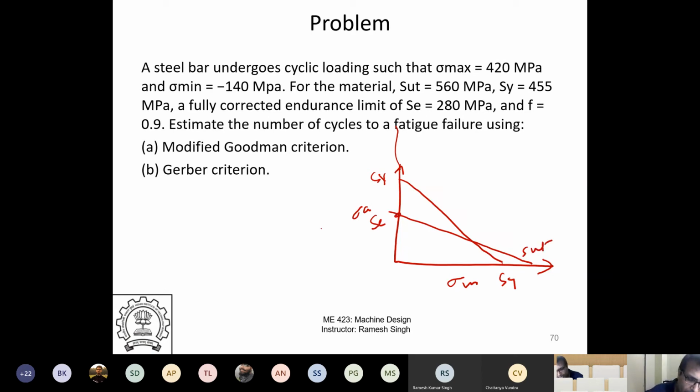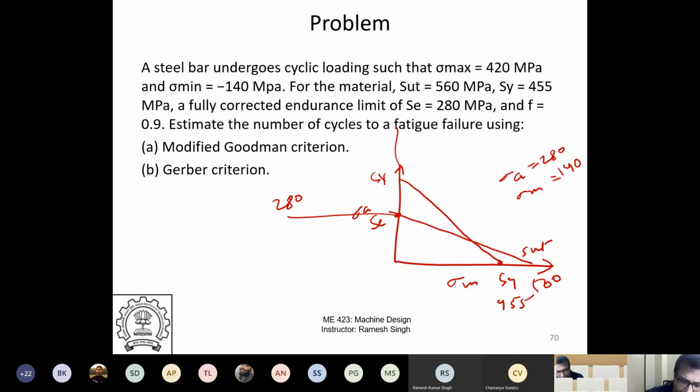Let me put some numbers, right? SE is 280. SUT is 560. And my loading condition is, what did we get for sigma A and sigma M? I get sigma A is 280 and sigma M is 140. Right. What is my yield here? My yield is 455. And SE is 280.